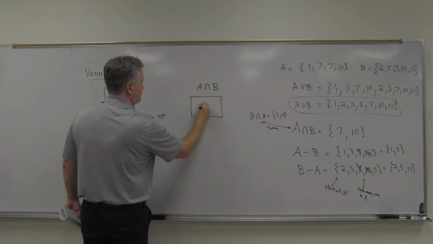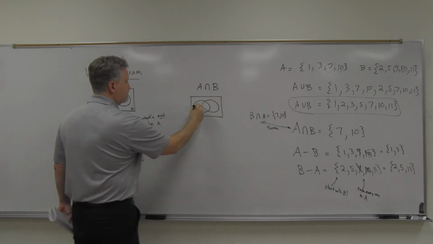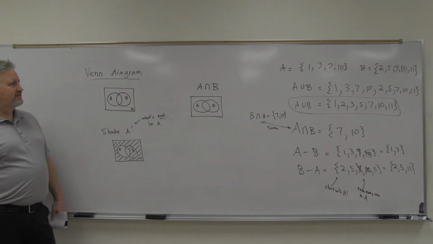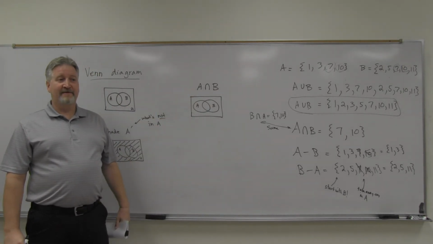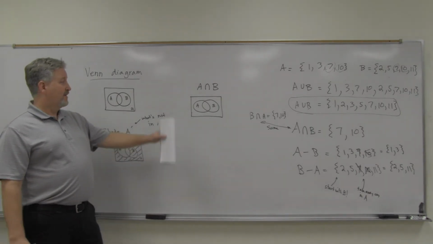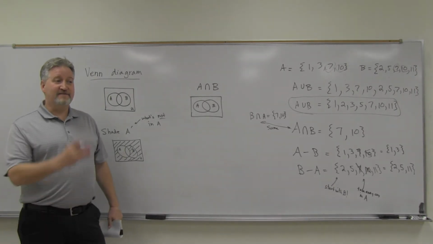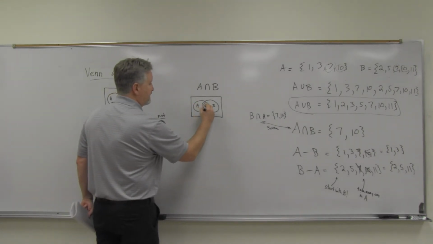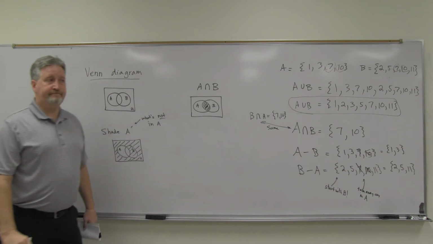A few other sets here. What would you shade for that? What symbol is that? It's the intersection, right? That's the intersection, and the intersection is what they have in common. Well, when you go to a Venn diagram, it's the overlap, right? That's where they overlap. So the intersection of A and B is right here in the middle. Is that right?